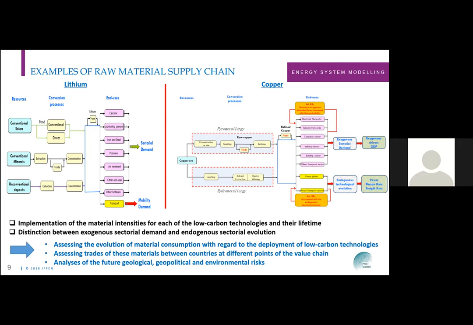So mainly geological and geopolitical risk. Here, for example, in copper, the evolution of the power sector or the road transport sector are endogenous. And we will be able to assess the evolution of this material consumption.